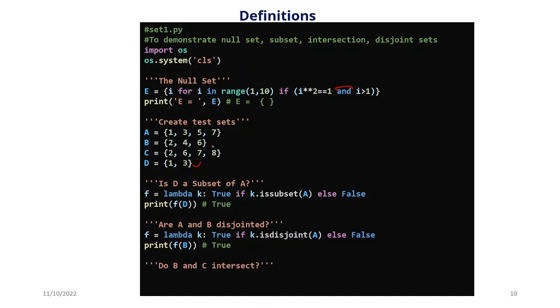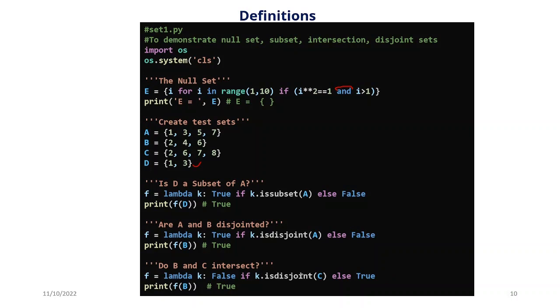Again, we can say, do B and C intersect? We can already see that both of them intersect. You will use lambdas again. f equal to lambda k, false if k.isdisjoint(C), else true. Print false if they are disjoint. Otherwise, print true if they are not disjoint. That is, they are intersecting. Of course, they are intersecting, so it is going to print true.